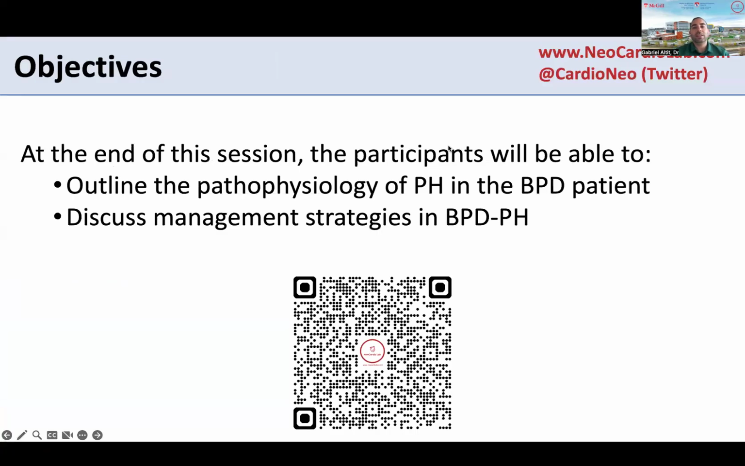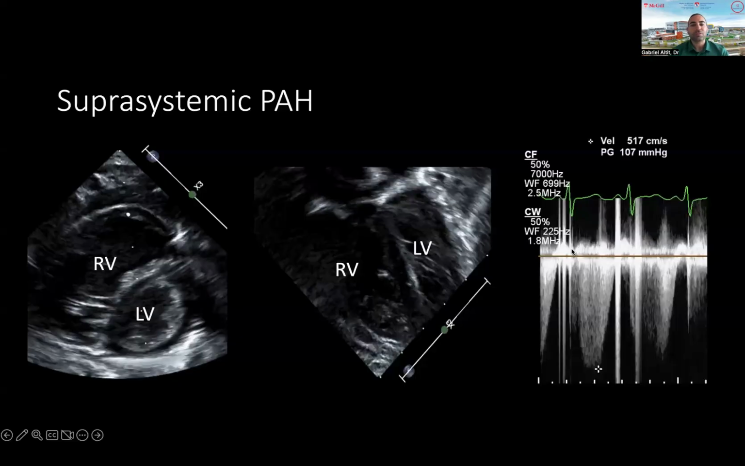And so at the end of this presentation, the participant will be able to outline some of the pathophysiological phenotypes of pulmonary hypertension BPD patients and discuss a bit of the management strategies, and all of this within 15 minutes.